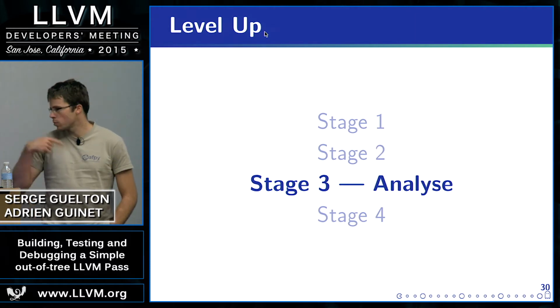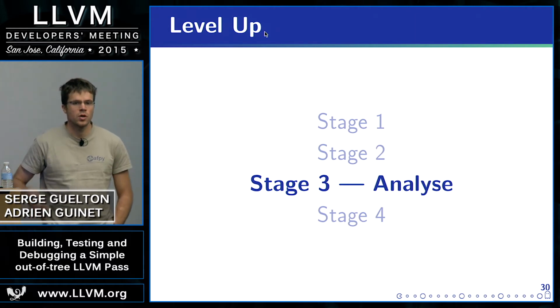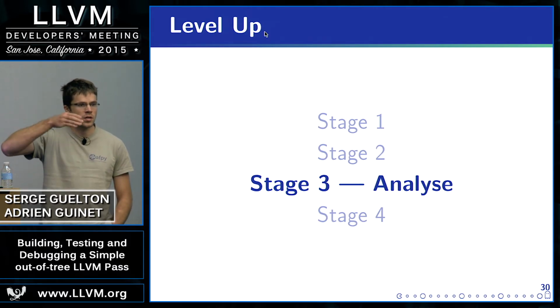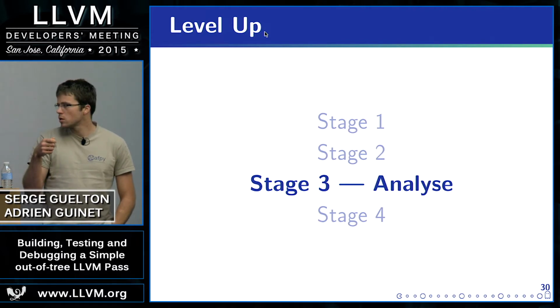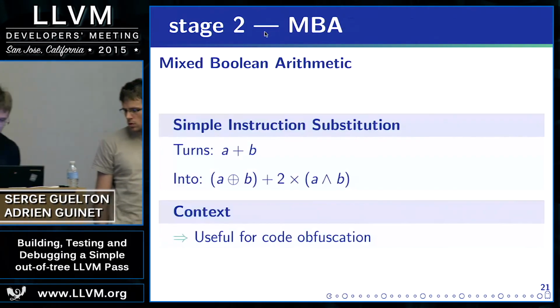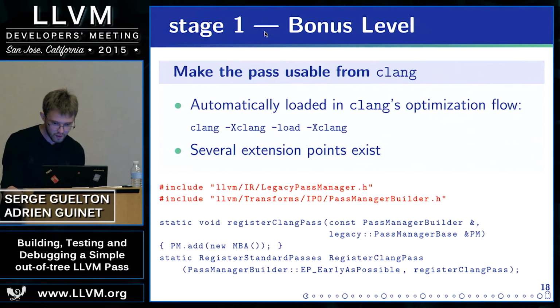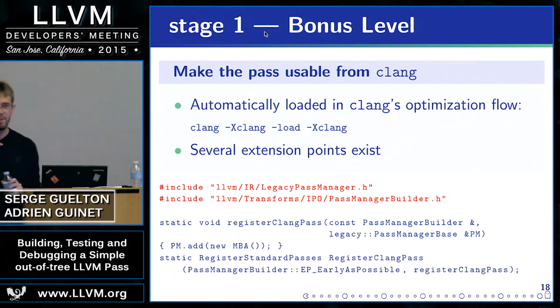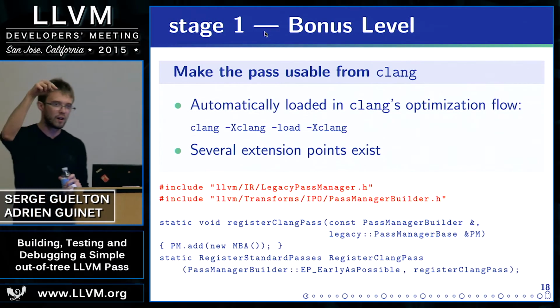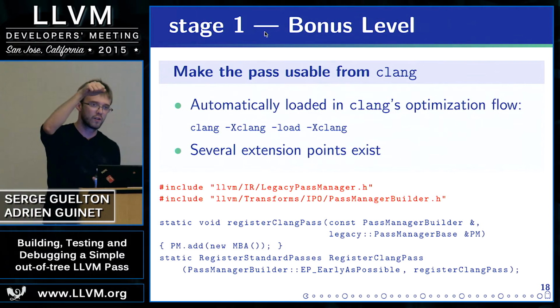The question is, we have to repeat the question. The question is, how do you control when the pass is applied relative to other passes? That's the extension point we saw before. If you're using opt, it will take the order of the arguments you give. So if, for instance, you say opt minus O2 minus MBA, it will first run the optimization and then your pass. If you reverse these arguments, it first runs MBA and then O2.